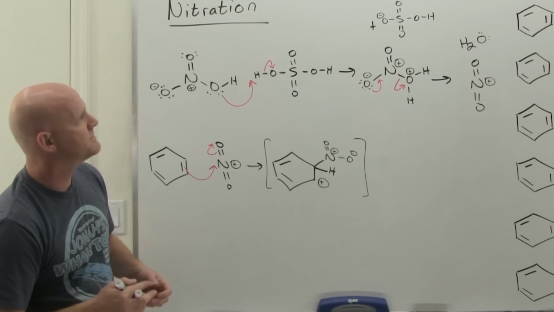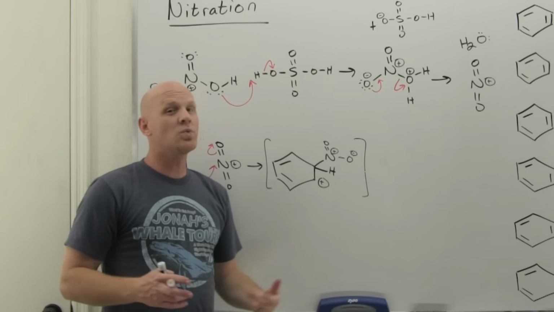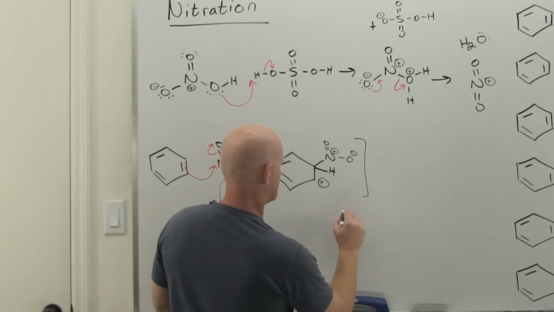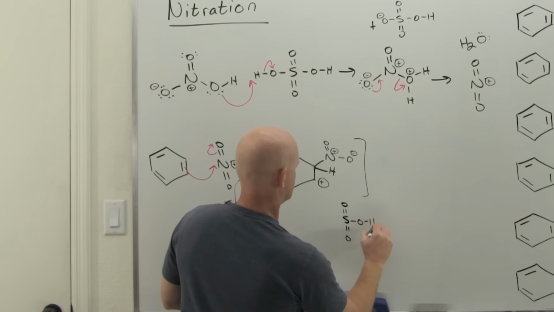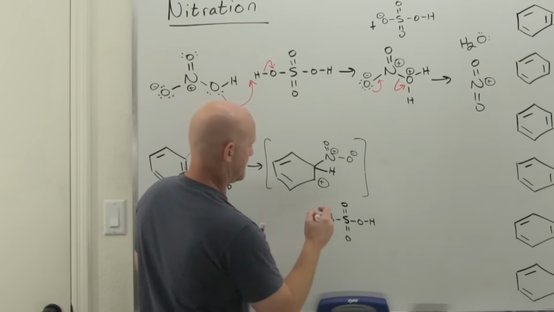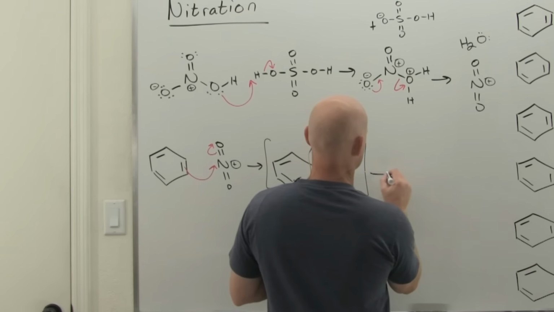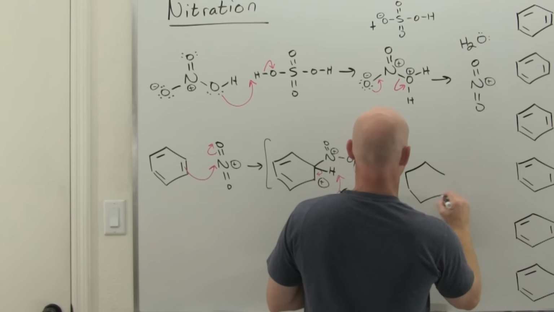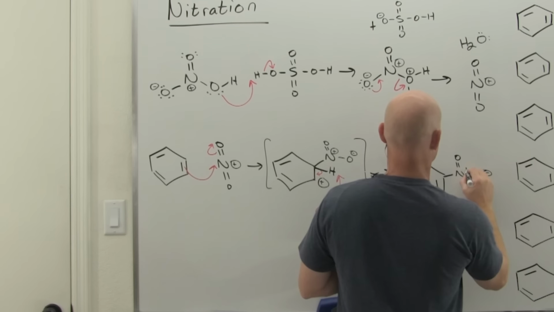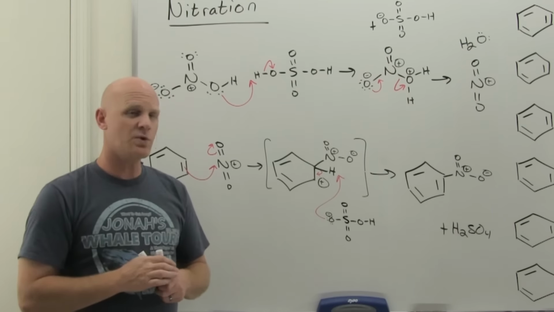So, and now we need a base to come in, and in this case, you've got really 2 options. You've got the HSO4- or the H2O, and you'll see either one potentially used in textbooks. So, in this case, I'm going to use the HSO4-. But like I said, you see textbooks do it either way. And that allows us to reestablish aromaticity. Cool, and regenerate our H2SO4 catalyst there.